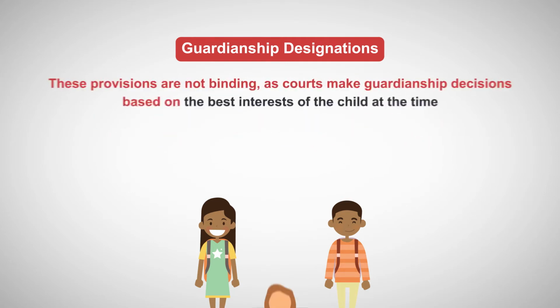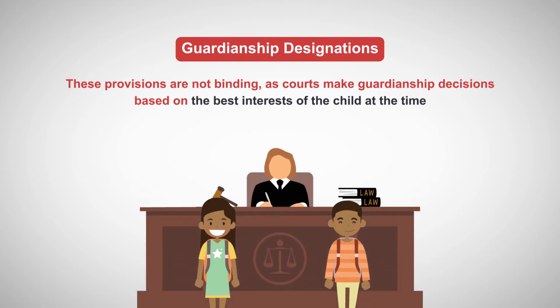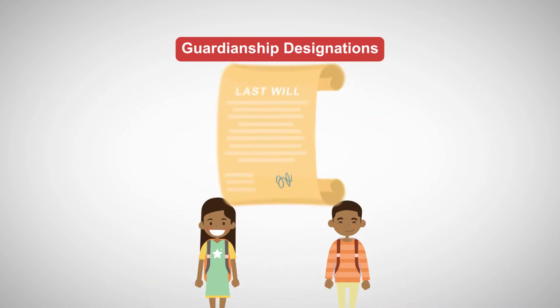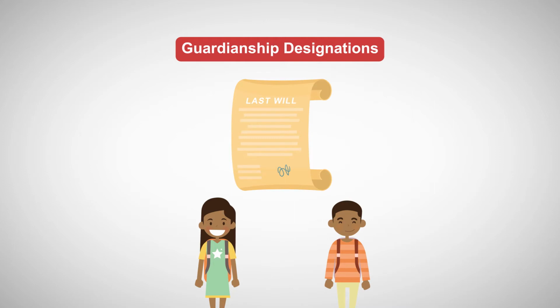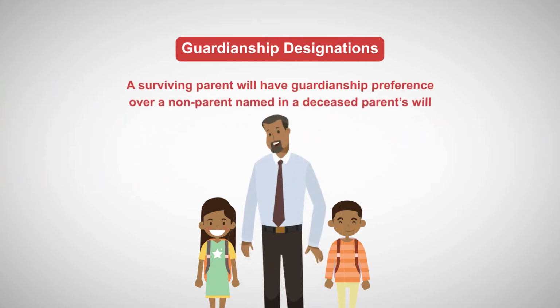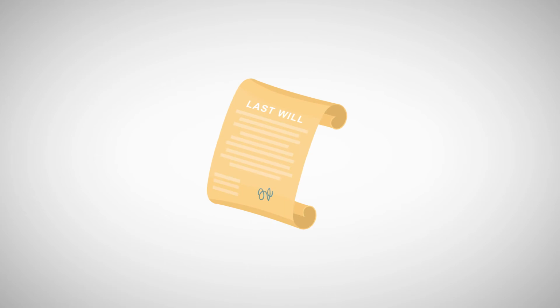It must be noted that these provisions are not binding, as courts make guardianship decisions based on the best interests of the child at the time, and will not make guardianship decisions based on the parent's instructions if the court does not believe that such is in the best interest of the child. Nevertheless, instruction set forth in a legally operative document such as a will carries a lot of weight with courts, and will generally be respected. It is self-evident, however, that a surviving parent will have the guardianship preference over a non-parent named in a deceased parent's will.